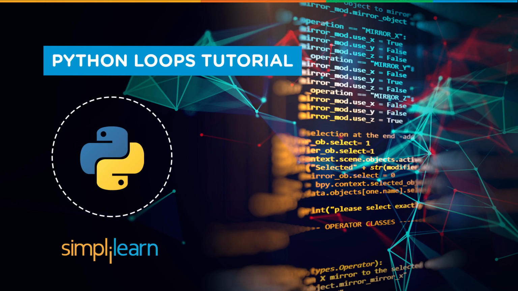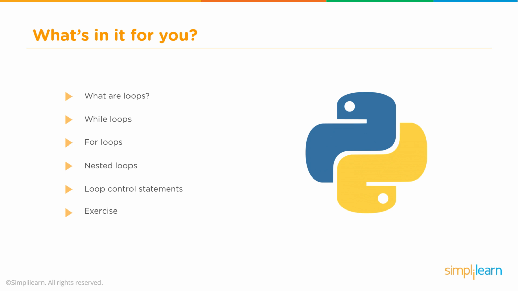I'm Anjali from Simplilearn, and today I'll be taking you through loops in Python. So first we look at what exactly loops are, then we look at the various varieties of loops, which are while loop, for loop, and nested loop. We'll also look at some of the loop control statements, and finally we'll wrap it up with an exercise on printing a certain pattern. So let's begin.